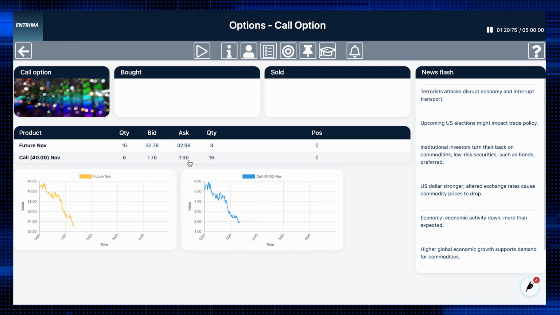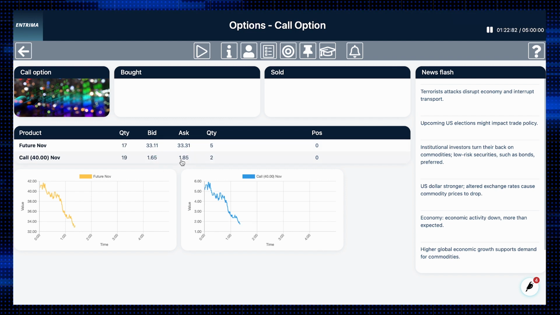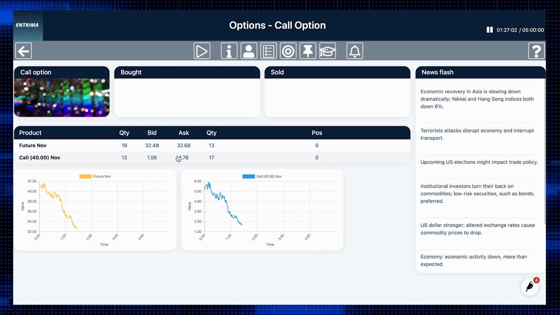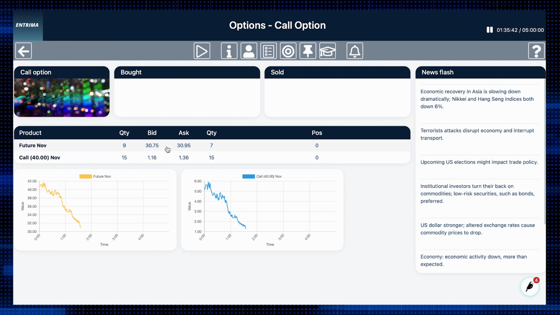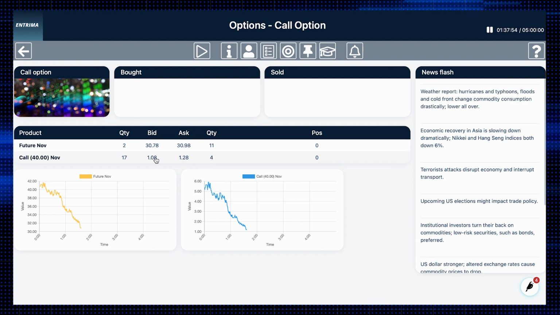In this simulation, on screen, you will see in the order book the price formation of a call option and of its underlying futures contract. It is your task to compare the option price to the price of the underlying asset. First, you are likely to see that the price of the option is much less than the price of the underlying asset.